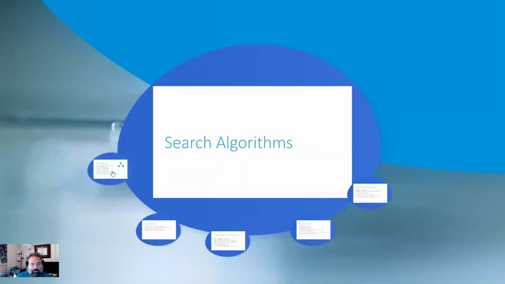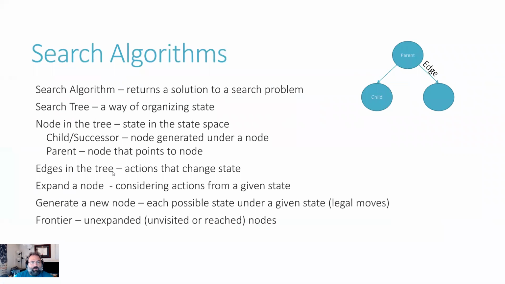Drilling into algorithms. So various types of search algorithms. Basically, the idea, as we've mentioned before, is about trying to return a solution to a search problem. We have this concept of the search graph, where you have parents and children and you have edges. A search tree is a way of organizing that state, where any given state only has one parent. So it is a tree.